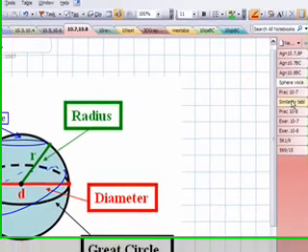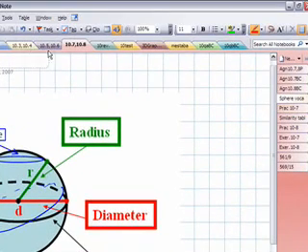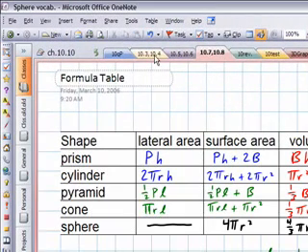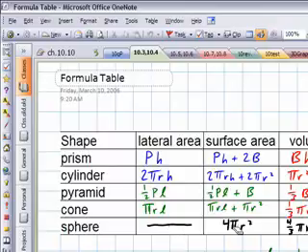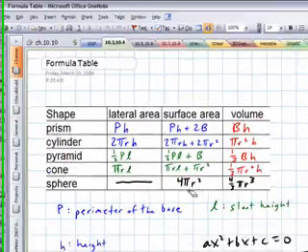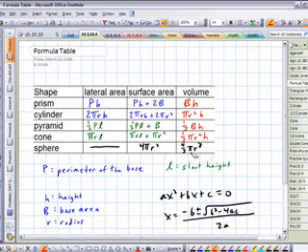So as far as the formulas for spheres, here's a formula table of different three-dimensional shapes. Spheres have no lateral area because they have no bases. Their surface area is 4 pi r squared, where again r is radius. And note that this is exactly 4 times the area of a great circle. A great circle is going to be pi r squared. Surface area is 4 times that, 4 pi r squared. Now the volume is 4/3 pi r cubed.